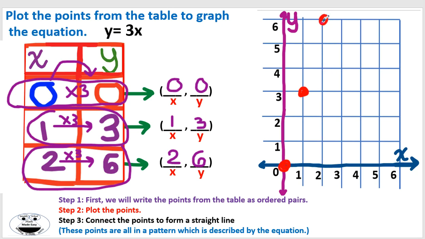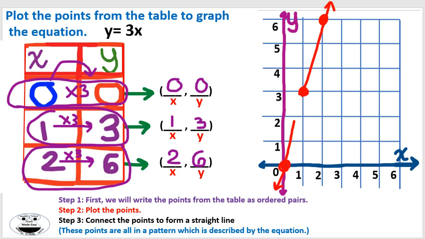Now, when you plot these points for an equation, you should have a straight line. So if it doesn't work out that you get a straight line, then you probably plotted something wrong. And this goes on and on forever. This is my graph of the equation y equals 3x. My line doesn't look so straight, but you can use a ruler. Let's see if I can fix that here.